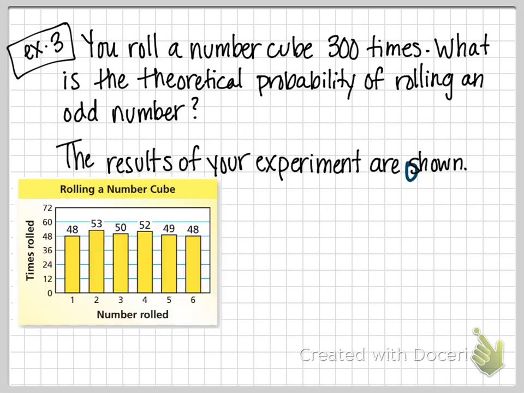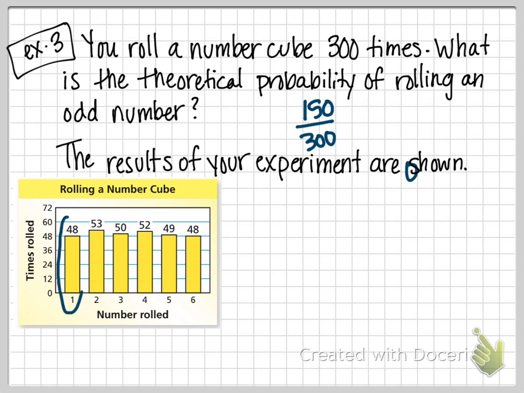Now, this is what's going to happen here. Here's the results of your actual experiment. So you rolled this number cube. So here's what we predicted. I'll put this back up. We expected that 150 out of 300 times, based on theoretical probability, that you would roll an odd number. Then you rolled that number cube 300 times, and this is what actually happened.